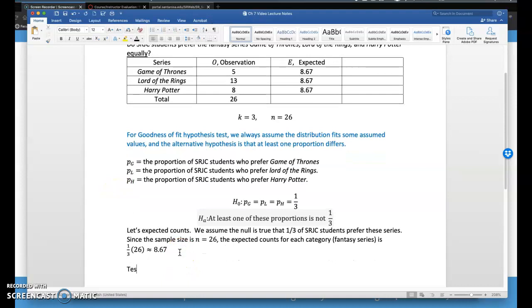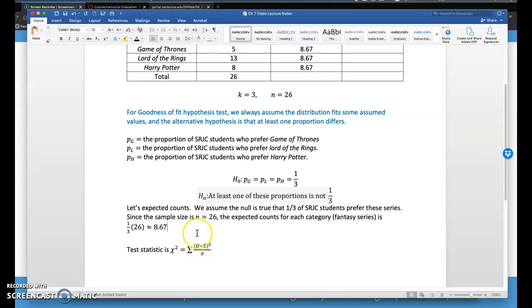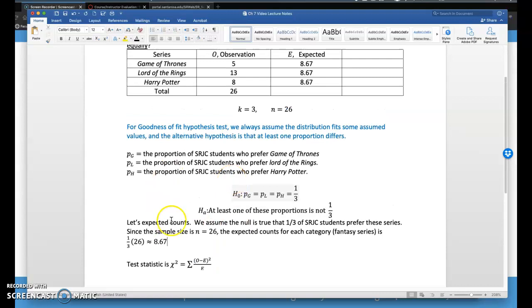Okay. The test statistic chi-squared is the sum of the observed minus expected squared, divided by the expected. All right, in the next video, I'm going to go over how to calculate the test statistic for this example.